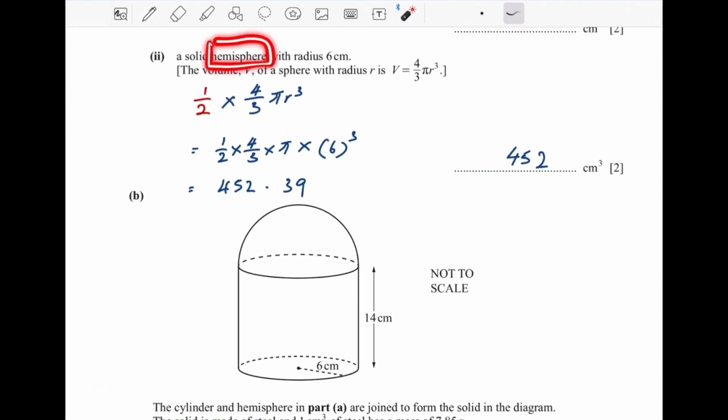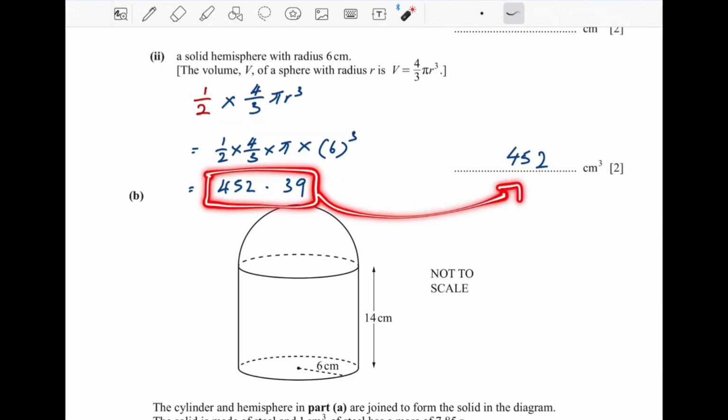Volume of a hemisphere. So this is not a sphere but a hemisphere, half of the sphere, so make sure there's a 1/2 before you multiply by the volume of a sphere, 4/3 pi r cubed. Put in the radius, that is your equation, put it into your calculator, that's your answer, correct to 3 sig fig, 452 as final answer. Okay, next one.